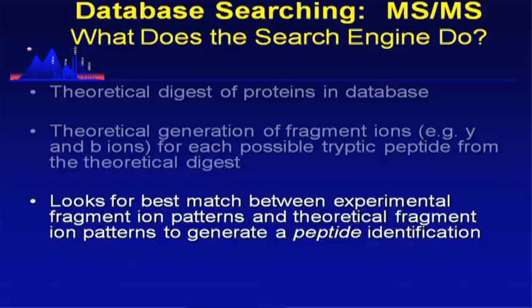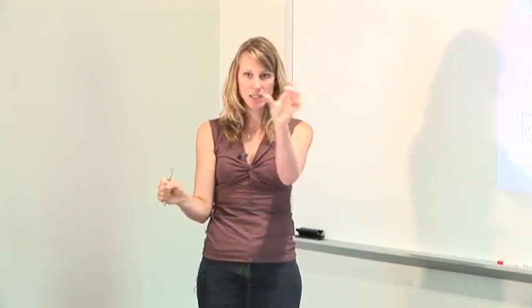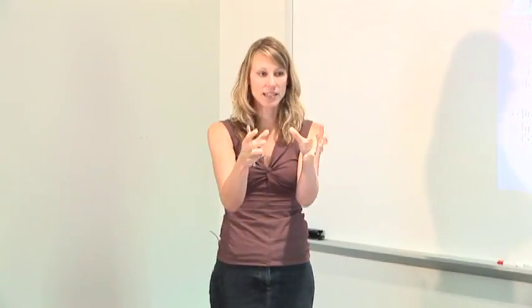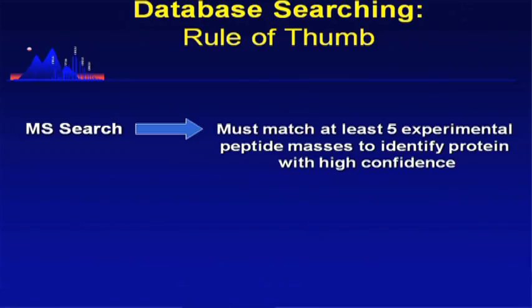And here, again, we're identifying the peptide. So we're matching experimental fragment ion spectra to theoretical fragment ion spectra. Then we've identified all these peptides, and we say, okay, this peptide matches to this protein, and this peptide matches to this protein, so I've identified this protein. And that's how we identify the peptide. Now, the basic rule is that if we're just identifying a protein based on the masses of the peptides, we have to match at least 5 of these peptide masses to say we have confidence.